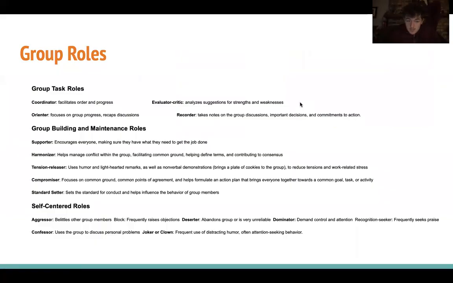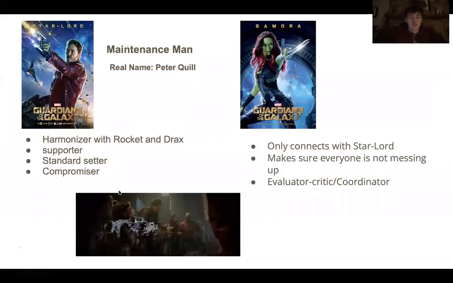Well, the first one is group roles in Guardians of the Galaxy. The five main characters all have some sort of trait, which is discussed in our lesson two. Three main types of roles: task oriented, maintenance oriented, and self-centered oriented roles. Main character Star Lord, real name Peter Quill, nickname Maintenance Man because he has all the maintenance traits.